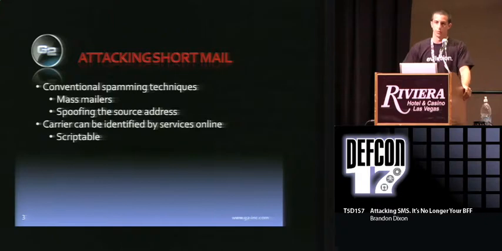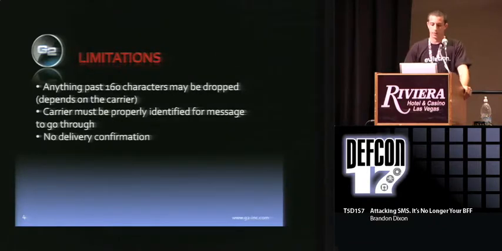The carrier can be identified by services online. It's completely scriptable. And that kind of goes hand in hand with generating these victim lists, in that you can actually go to several form-based sites, write a parser to go through the site and input the user's number, and fairly accurately generate a list of all the victim numbers that you want and the respective carriers they're associated to.